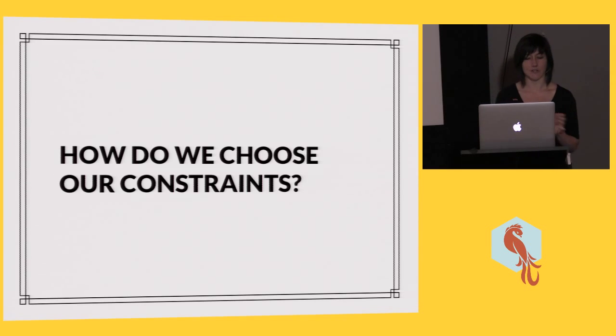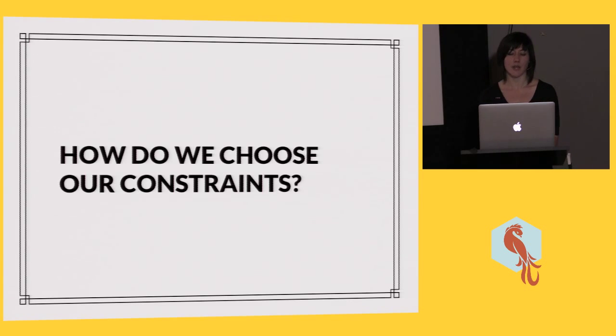So how do we choose our constraints? How do we do this in such a way that we are able to narrow down our search to be able to find these creative ideas? From our previous examples, you might think, oh gosh, maybe we should just add a bunch of random constraints and see what happens. But that's actually probably not what you want to do.